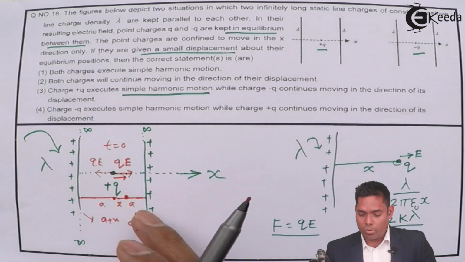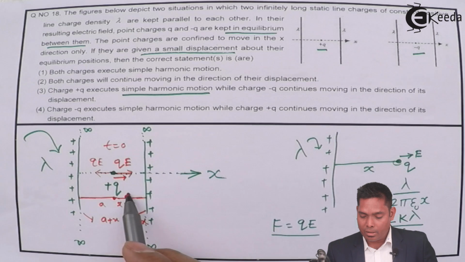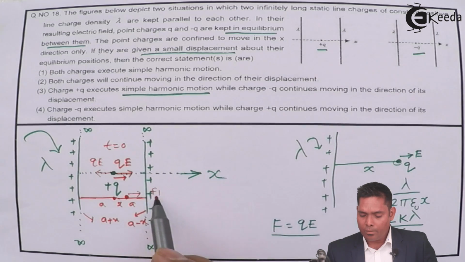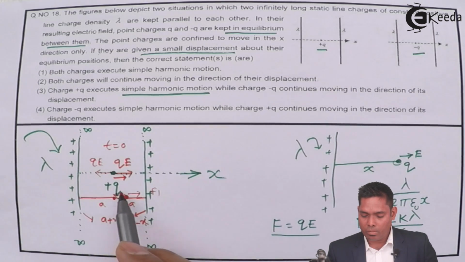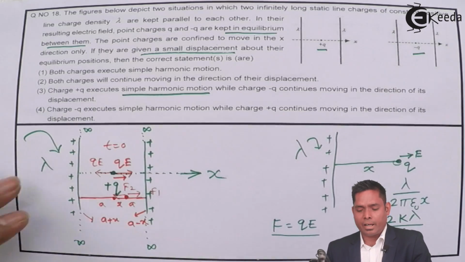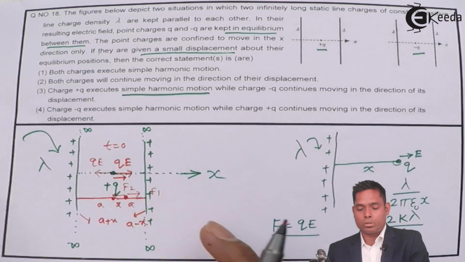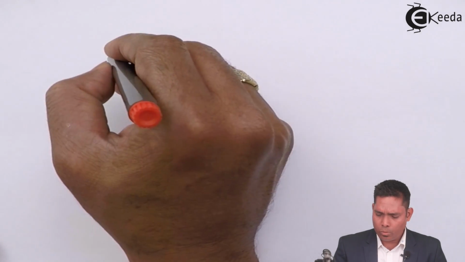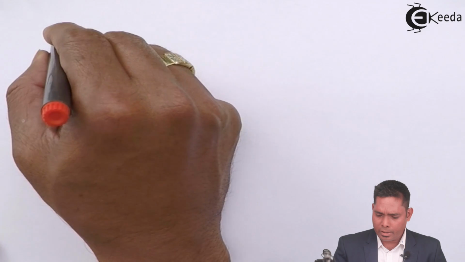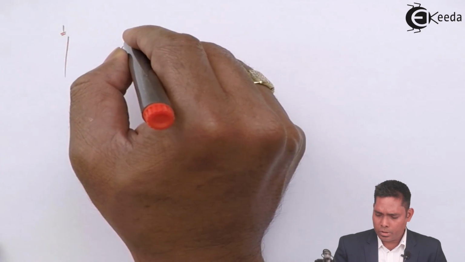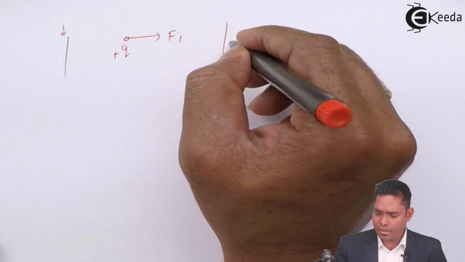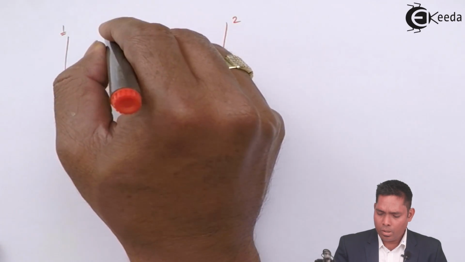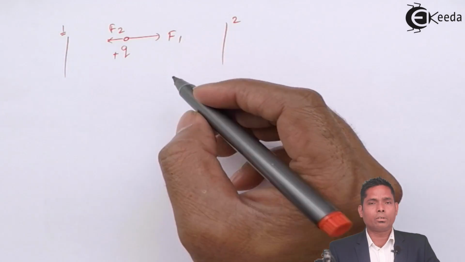So in this situation, we will have to write what force is acting because of one, that is force 1, and force 2 because of this one. The difference or the resultant of these two is called the net force. So now I will consider this point charge plus q, and because of the first conductor the force acting is F1, and because of the second conductor the force is F2. I don't know yet which force is greater.